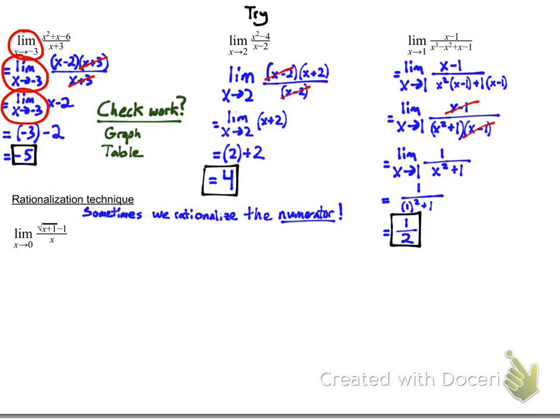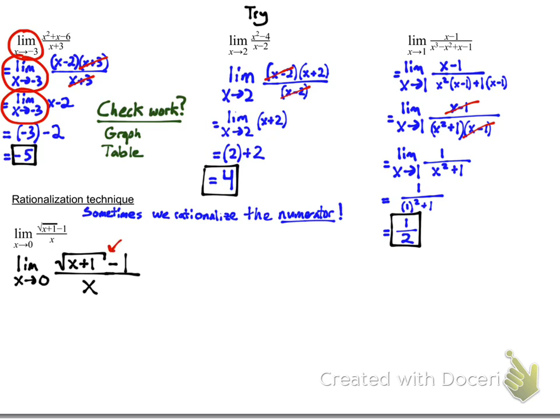However, in this situation, oftentimes we actually need to rationalize the numerator instead of the denominator in order to get a function where we can plug in the problem value. So let's see what that looks like. Well, if you remember, I'm going to write out the limit as x approaches 0 of our function. We can't plug in 0 for x because of the denominator. But in order to rationalize, what you do is you multiply by the conjugate.